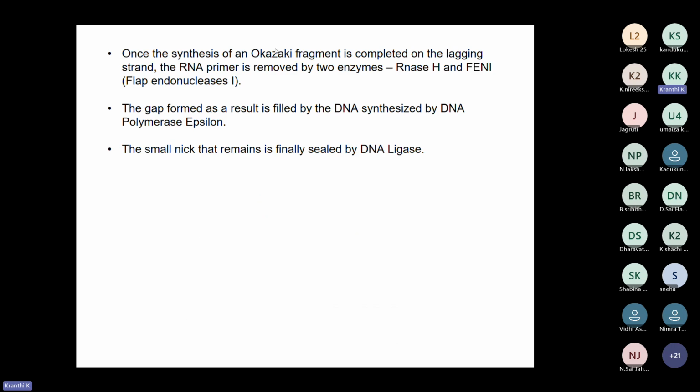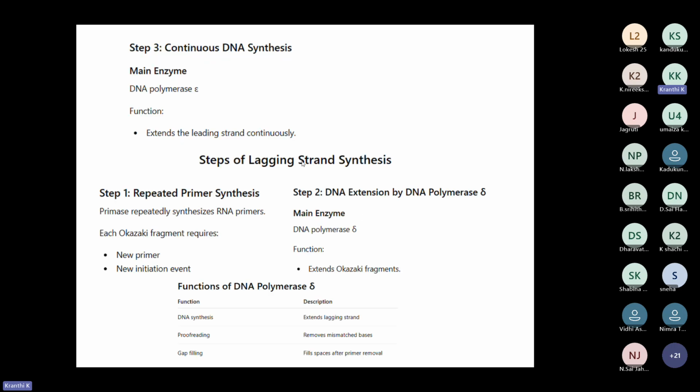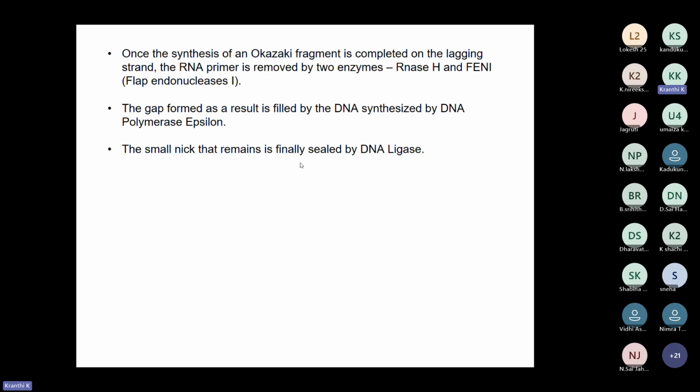Clear? So once the synthesis of Okazaki fragments is completed on the lagging strand, the RNA primer is removed by two enzymes. In prokaryotes, it is removed by the polymerase only, right? But here there are two enzymes, RNase H and FEN1, flap endonucleases. So these are the two enzymes that will remove the RNA primer. After removing the RNA primer, the gaps will form. Those gaps are again synthesized by the DNA polymerase epsilon. Then a small nick that remains is finally sealed by the DNA ligase. So this is the elongation phase. I hope you understood.